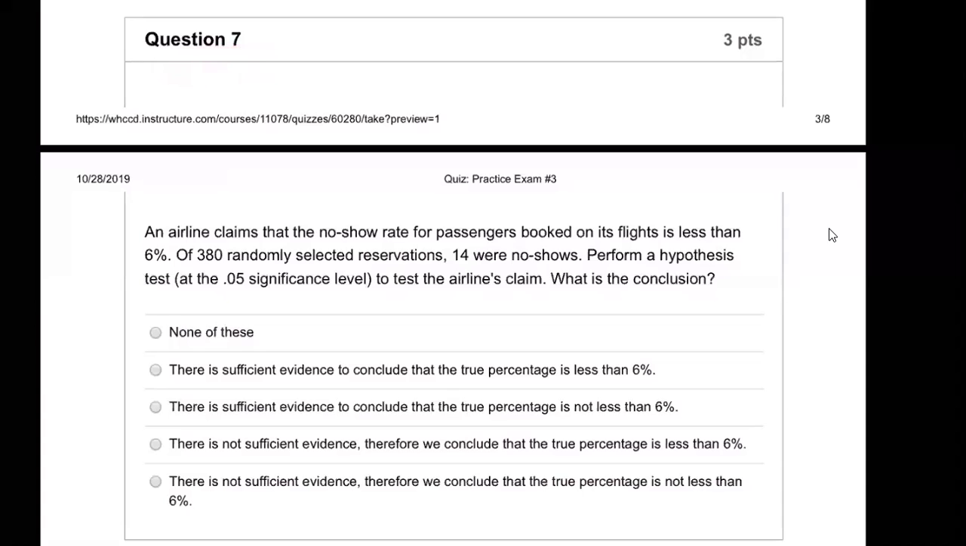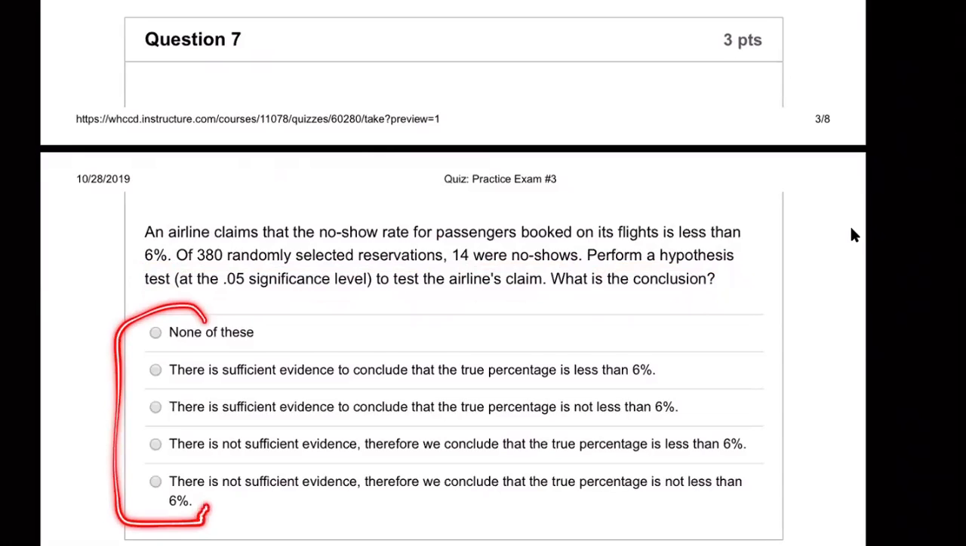So question number 7. An airline claims that the no-show rate for passengers booked on its flights is less than 6%. Right? So, people that book a flight but then don't show up, they claim it's less than 6%. Of 380 randomly selected reservations, they're going to test it by randomly selecting reservations. Maybe the manager is going to test it. 14 were no-shows. Perform a hypothesis test at the 0.05 significance level to test the airline's claim. What is the conclusion? And all they have here is words. Look at that.